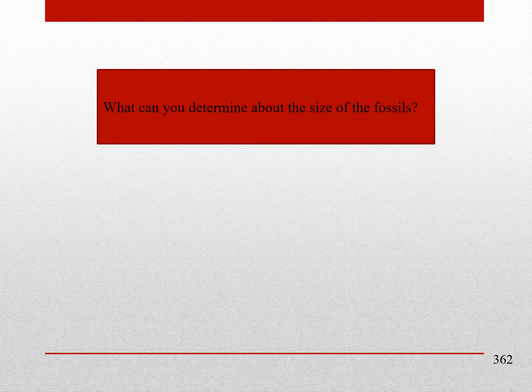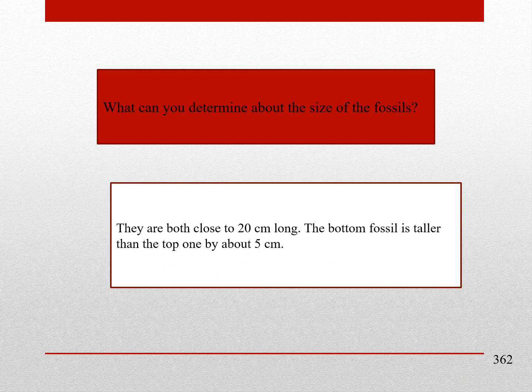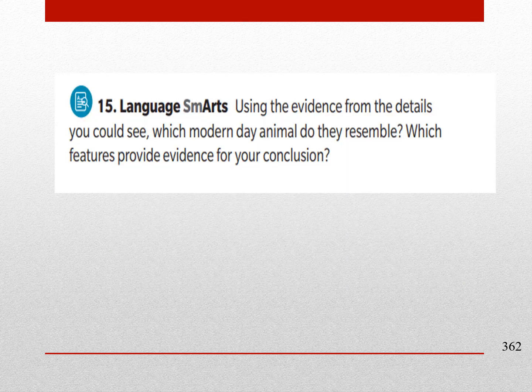What can you determine about the size of the fossils? Excellent. They are both close to 20 centimeters long. The bottom fossil is taller than the top one by about 5 centimeters. We are still on page 362.